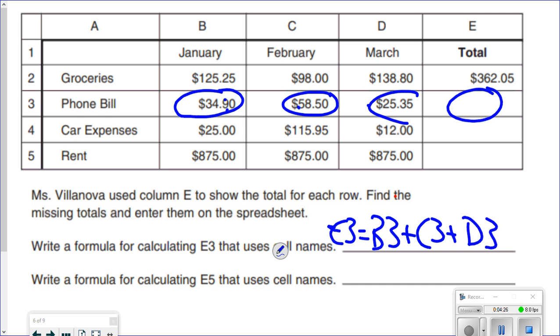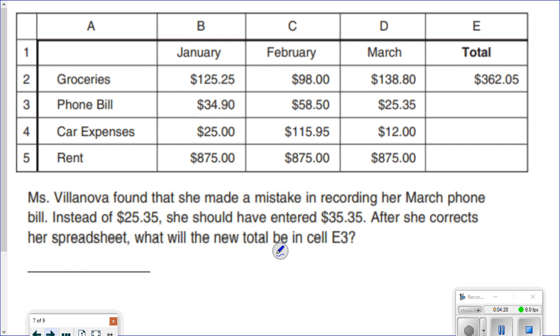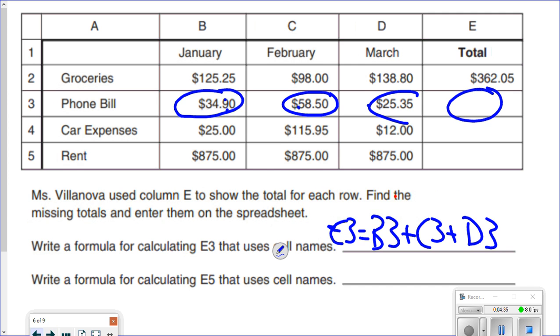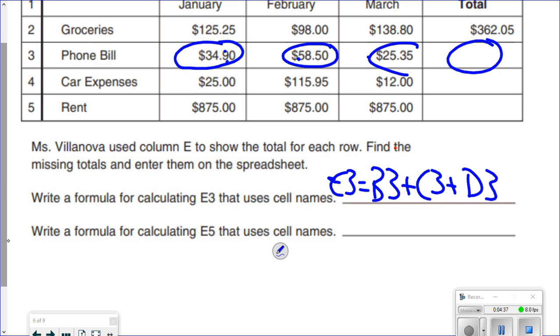That's how you'd write the formula. Let's move on. Mrs. Villanova, did I skip a problem there? I apologize, I did skip a problem. Let's move on. Write a formula for calculating E5, using the cell names.